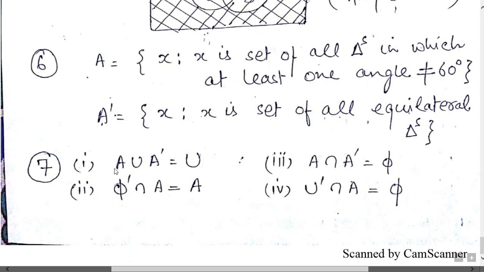Question number 7, A union A complement is the universal set, and phi complement intersection A. What is the meaning of phi complement? It's the universal set. Universal set intersection A is A. Then A intersection A complement, no common element is there in both, that's why it's phi. U complement, what is the meaning of U complement? Basically it's phi. Phi intersection A, there is no common element, that's why the answer is phi.